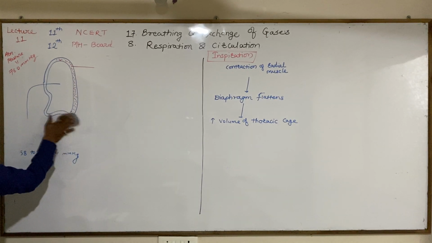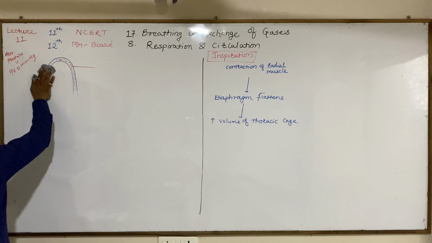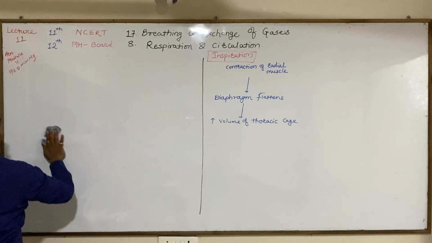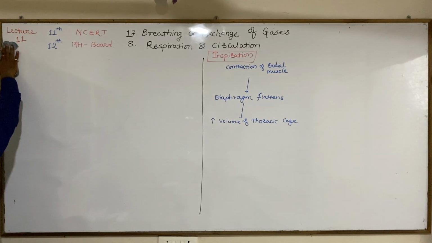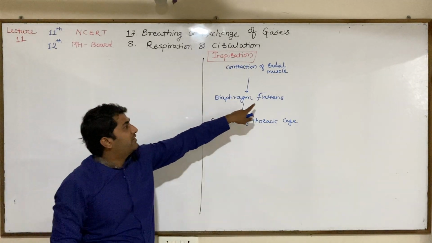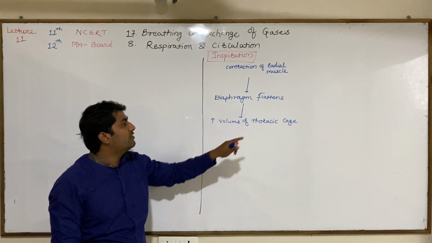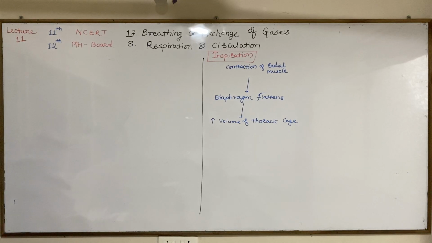So when there is contraction of the radial muscle of the diaphragm, it leads to flattening of the diaphragm, and once the diaphragm gets flattened, it causes a rise in the volume of the thoracic cage or thoracic cavity. This increased volume is also supported by contraction of the external intercostal muscle.